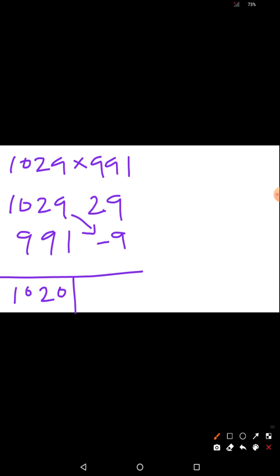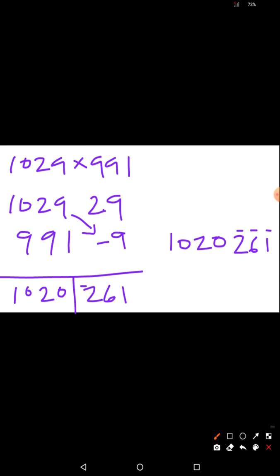Now minus 29 into minus 9, you will get 261, minus 261. Okay, so now what you have to do? 1020, 261 and you have a bar on these last 3 digits. Okay, 261. Now you have to remove the bar.